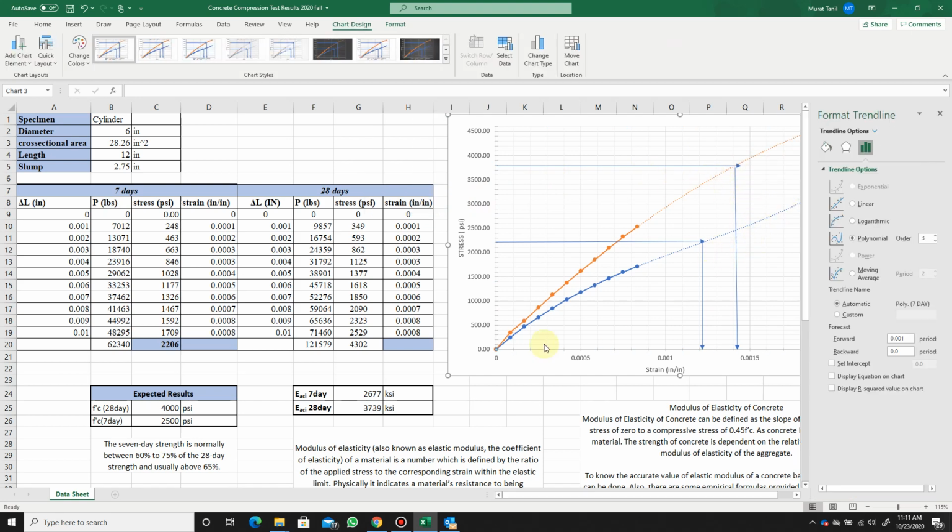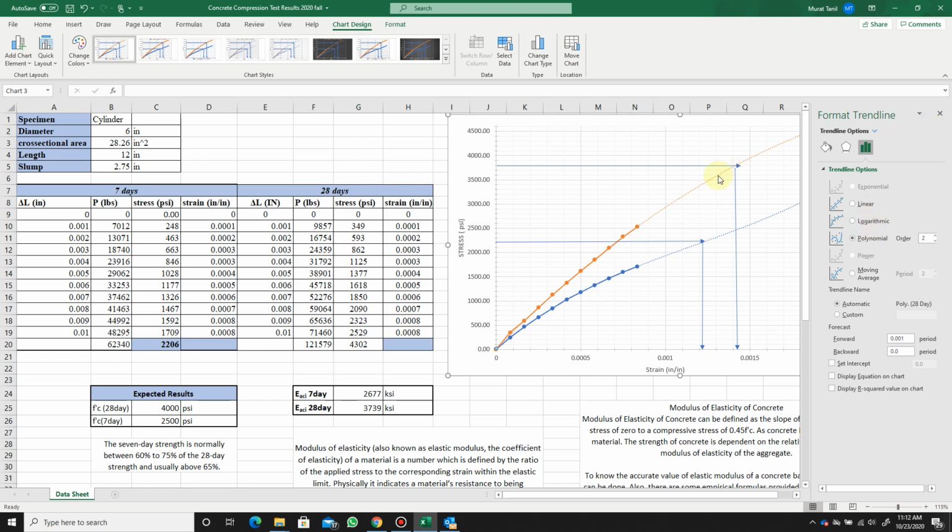Okay. So for 7 days, I use the polynomial trend line option with the order of 3. All I'm trying to do is fit this trend line with the given data points. If I do linear, you see it's not going to work because it doesn't fit with the original data points. So if I try polynomial, that's working.